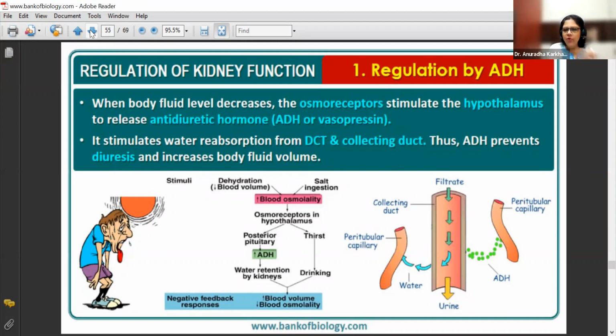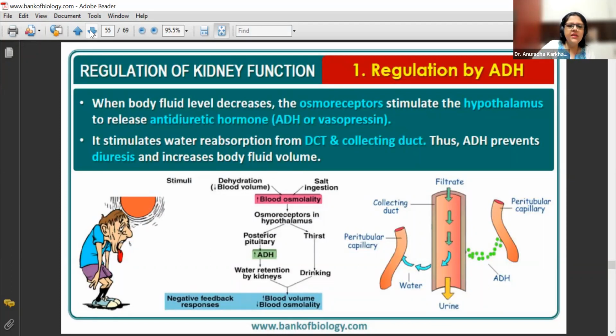It is going to pull water from the DCT and collecting tubules or collecting ducts. Thus, ADH prevents diuresis. That is, it increases body fluid volume. Diuresis का मतलब क्या होता है बेटा? Diluting of urine. So it will prevent diluting of urine by absorbing maximum water.